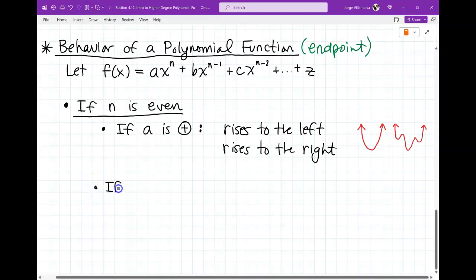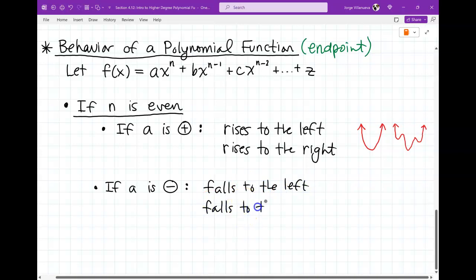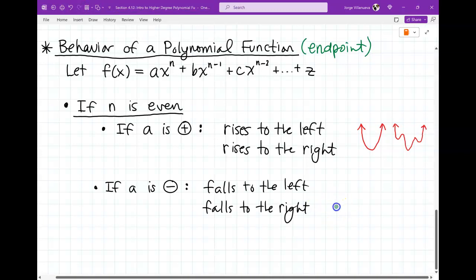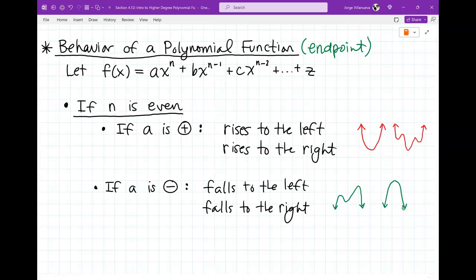So if A is negative, it falls to the left and it falls to the right. In other words, the graph might look something like this. Okay, notice how the arrows are going down and down on both sides of each little graph that I drew, right? They're both going down. Okay? So that's if it's even.